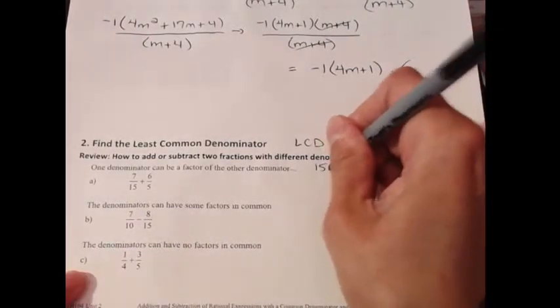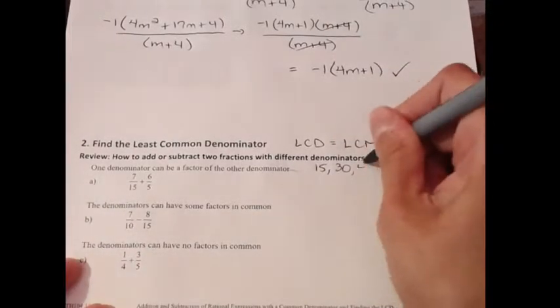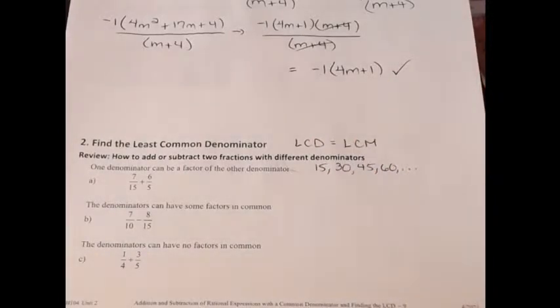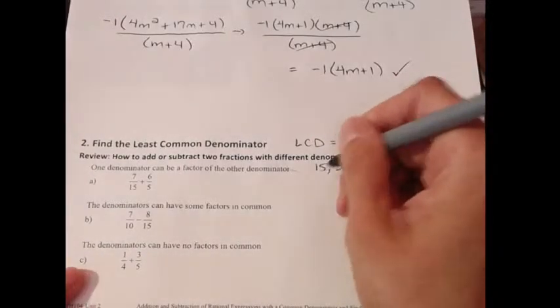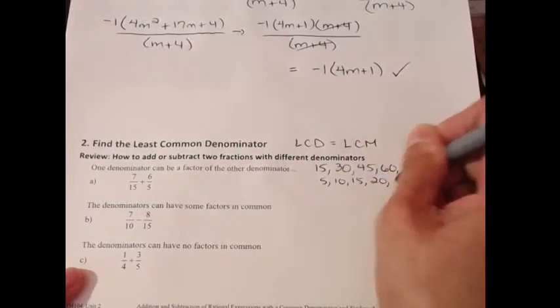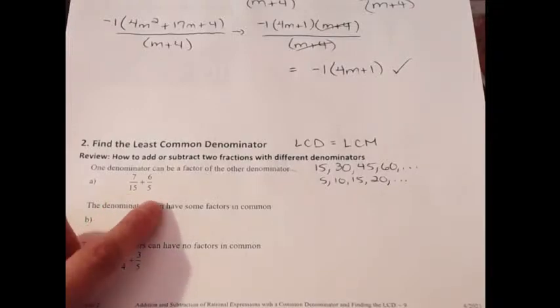15 times 1 is 15. 15 times 2 is 30. 15 times 3 is 45. And we can essentially keep going and going. So those are my multiples of 15. My multiples of 5 are 5, 10, 15, 20, etc. Now, because I'm looking for a common denominator, I want to look for a number that both of these denominators can become.